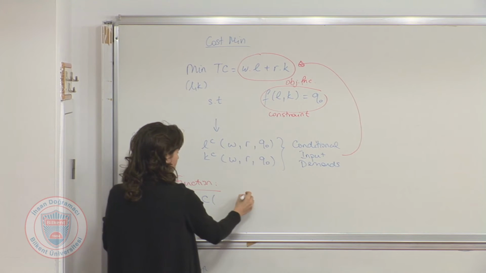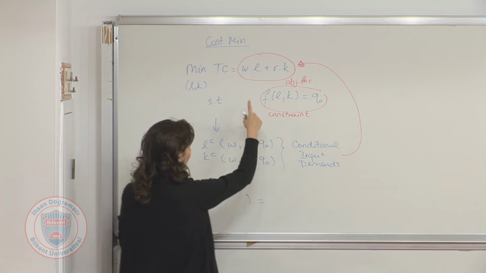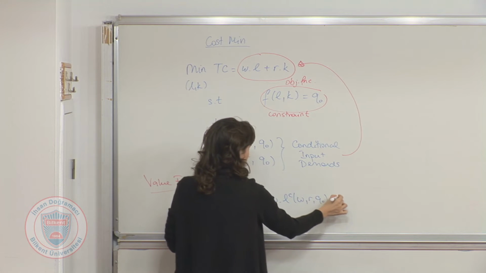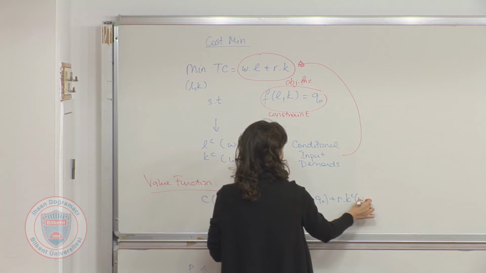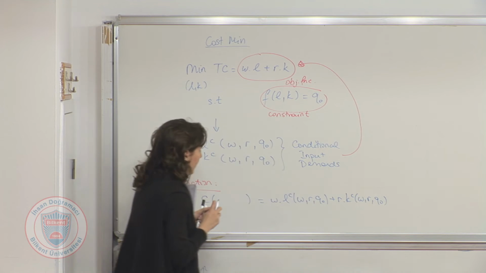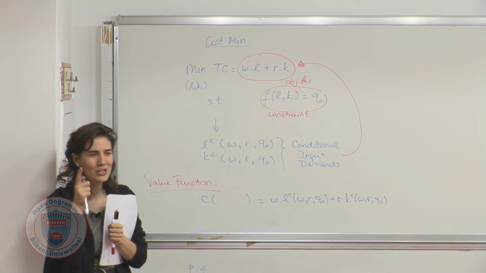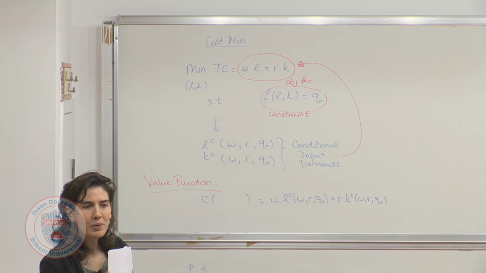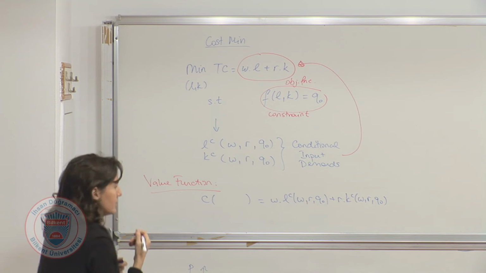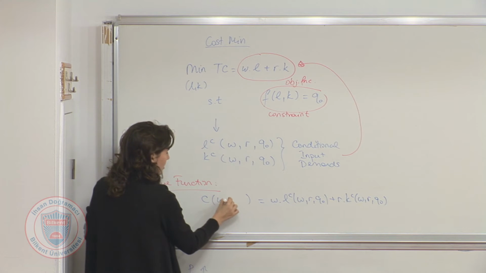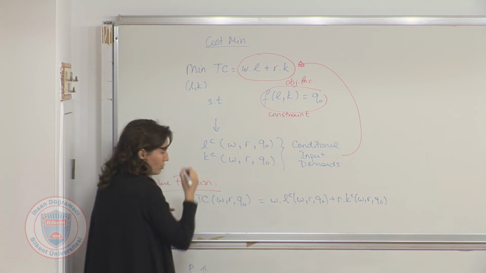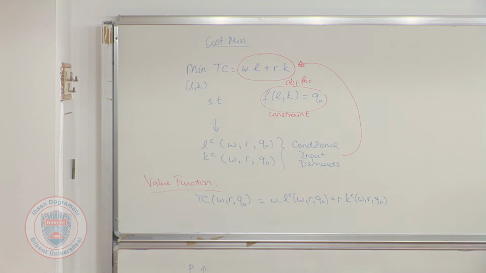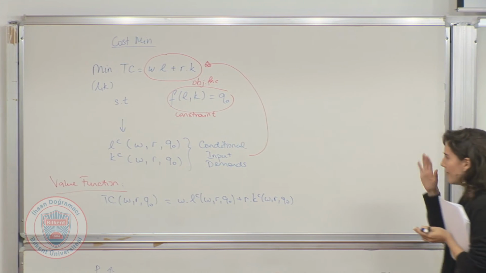It was the cost function, where I put these values back: wage times LC(wage, R, Q0), plus R times KC(wage, R, Q0). A cost function is a function of input prices, wage and R, and the quantity. So this was the value function, this is the cost function, or total cost, whatever.